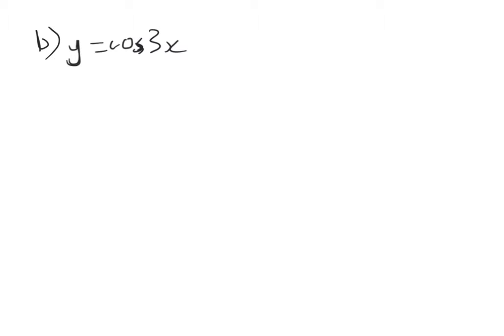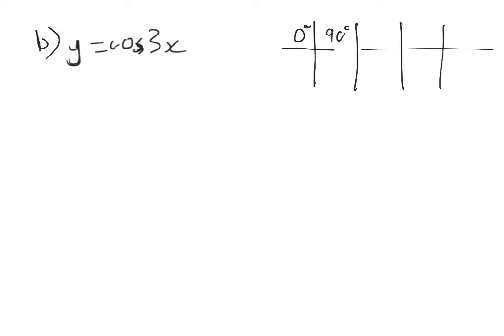Alright, so y equals cos 3x, do the same thing, do the table. So originally 0, 90, 180, 270, and oh my god, what's wrong with my pencil? Hope it's not spoiled. Okay, so now the factor is 3. So instead now I divide by 3 and see what we get.